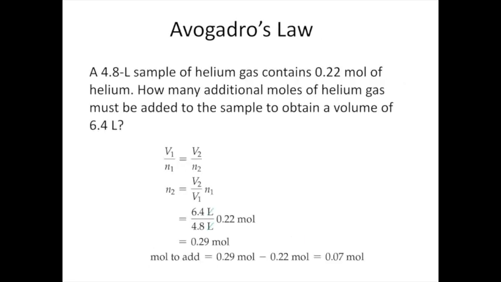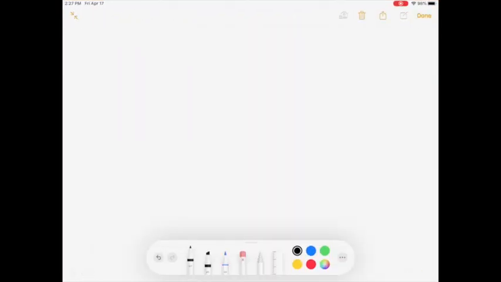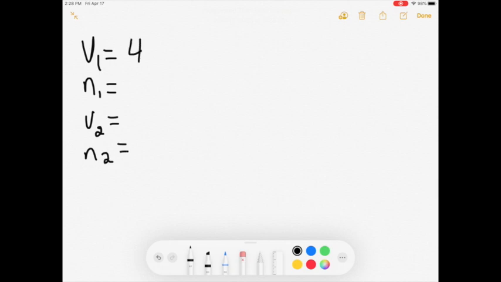So let's use our equation. As we read through this problem, we see that it's only dealing with volume and moles, so we know it's going to be an Avogadro's law. Let's read through that and fill out our numbers. It says a 4.8 liter sample, so that's V1, contains 0.22 moles of helium. That's N1. And how many additional moles of helium gas must be added to the sample to obtain a volume of 6.4 liters? That's V2.